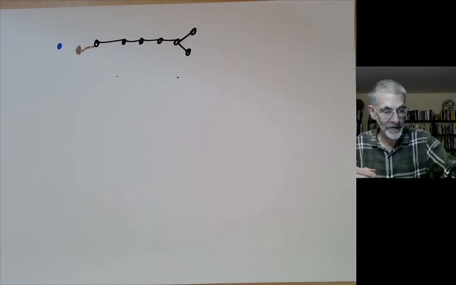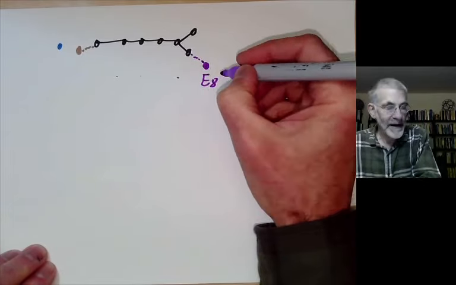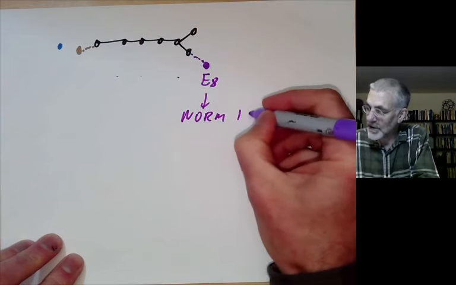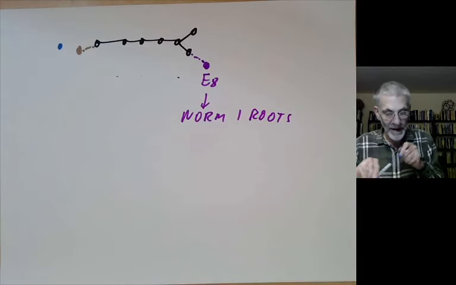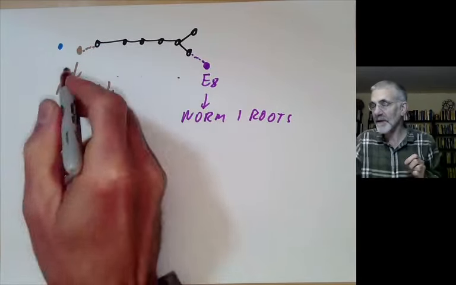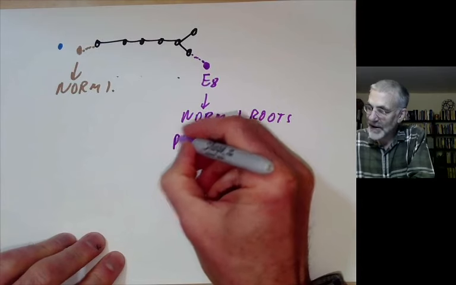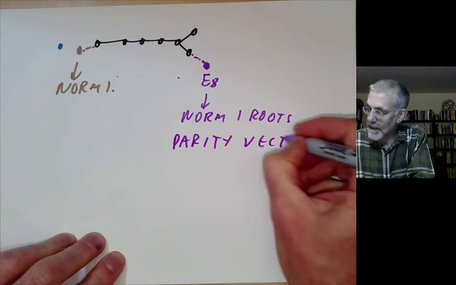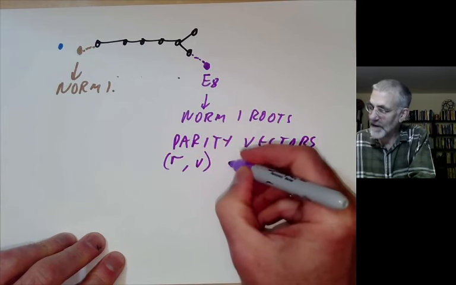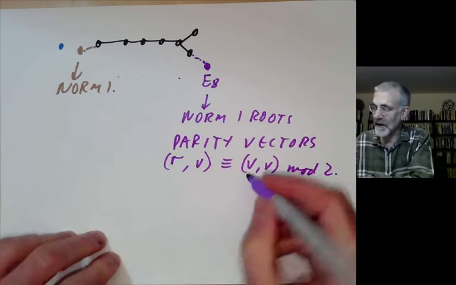But there's a third thing we can do. We can add on a root here, and we get an E8 Dynkin diagram. And these give us norm 1 roots. Well, this also gives us norm 1 roots. So what's the difference between these sorts of norm 1 roots? Well, the difference is that these norm 1 roots are parity vectors. So you remember, a parity vector is a root R such that the inner product of R with V is congruent to V, V mod 2 for all vectors V.